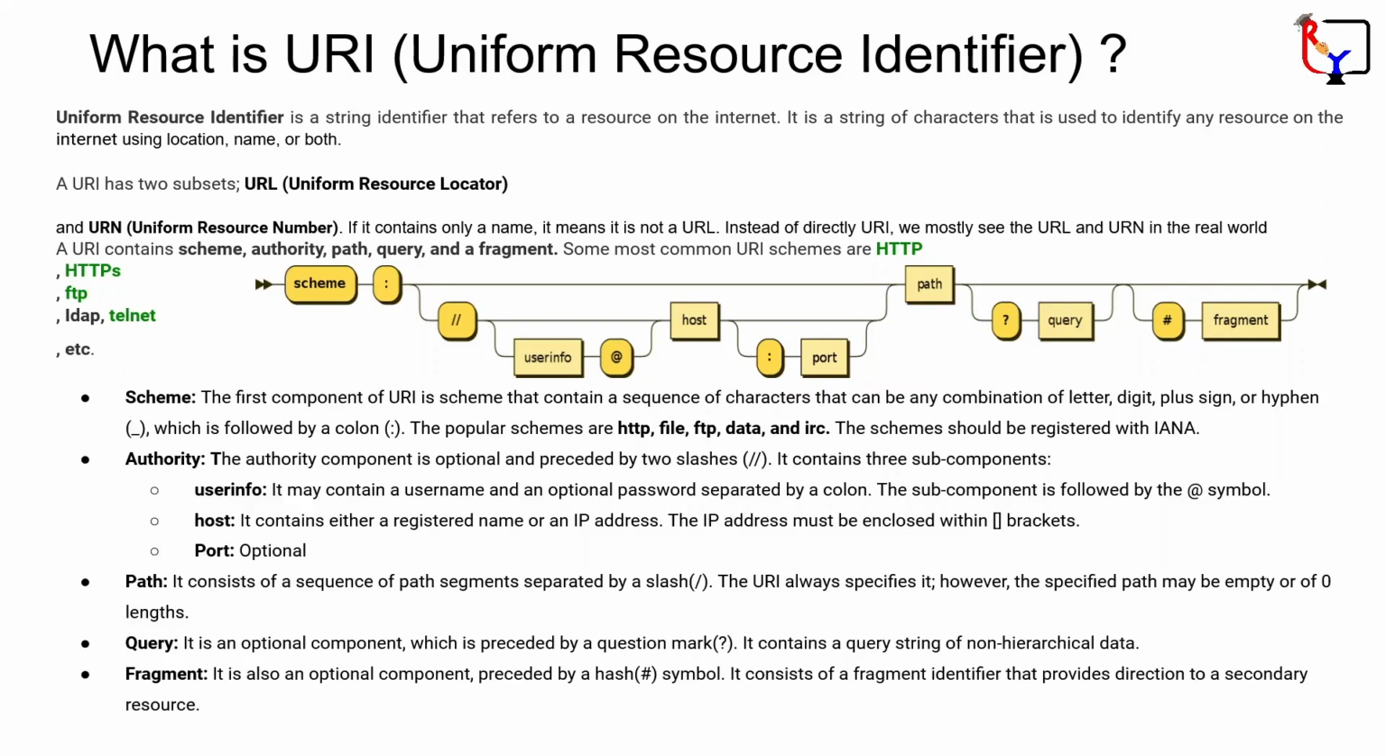Okay, now some most common URI schemes: HTTP and HTTPS. What is the difference between HTTP and HTTPS? HTTP is not secure, and the S is an indication of secure. This URL is secure.